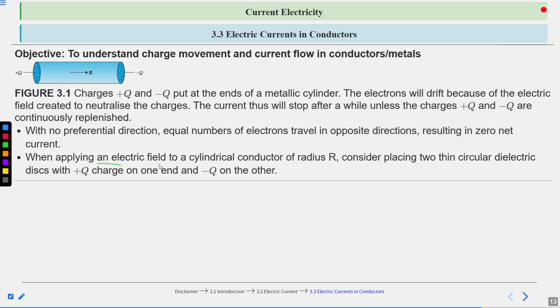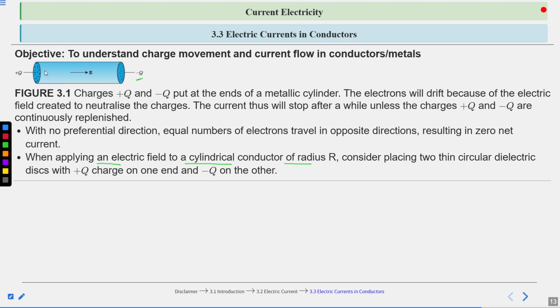When applying an electric field to a cylindrical conductor of radius r, now we are coming to that diagram. Okay, when applying an electric field to a cylindrical conductor of radius r, consider placing two thin circular dielectric discs. So why are we placing this dielectric disc?